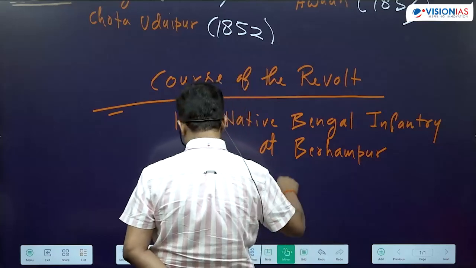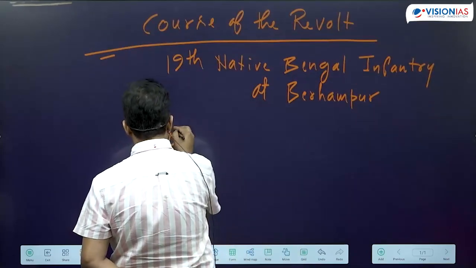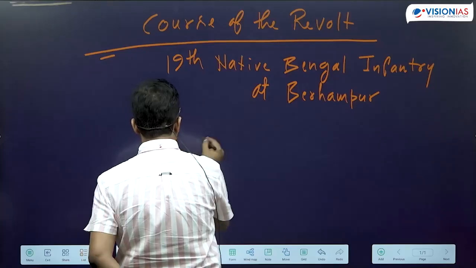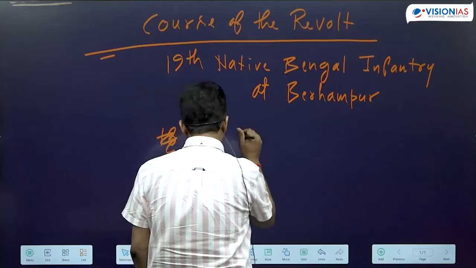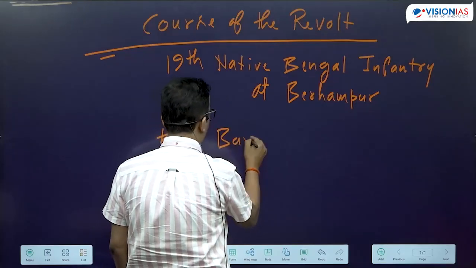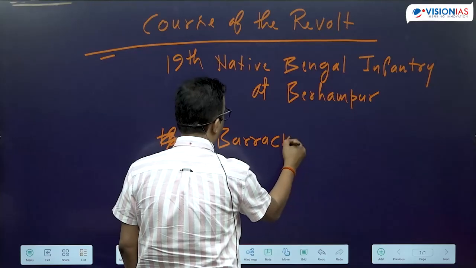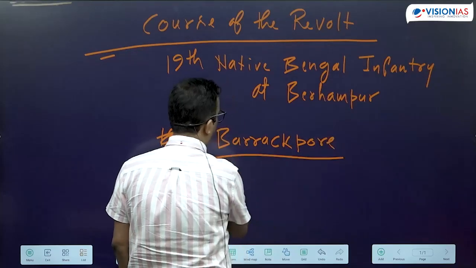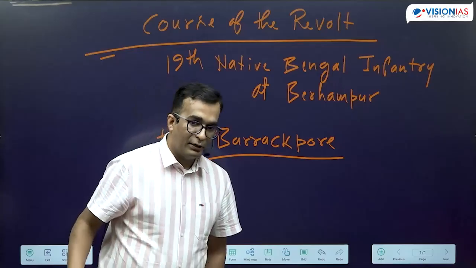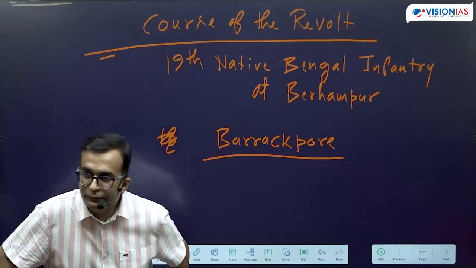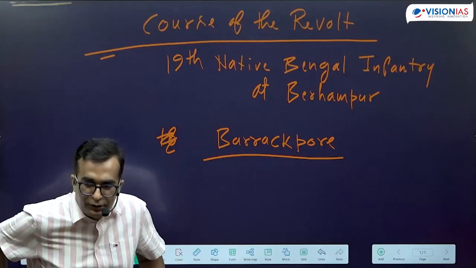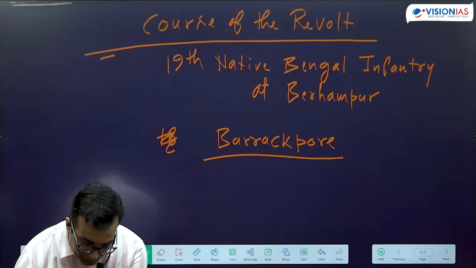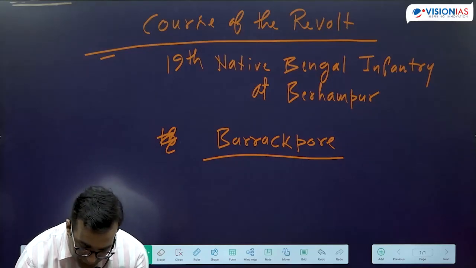In March 1857, the native infantry of Barakpur, you can see the spelling of Barakpur, in Calcutta, refused to use the greased cartridges.